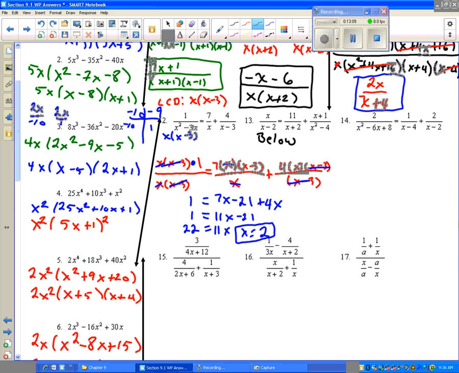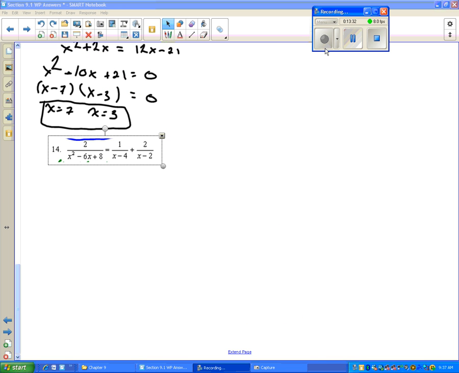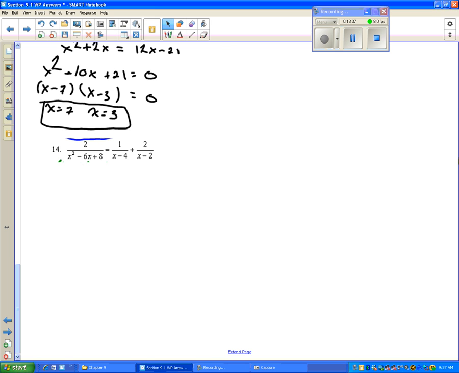Number 14. Let's go ahead and again, I need common denominators, so I'm going to factor this out to be x minus 4 times x minus 2. That tells me I'm going to move this one also to the bottom so I have room. So let's go ahead and pause. All right, so here's problem number 14. Like I said, I'm going to do it down here. I guess I can move it to the side here and start it here.